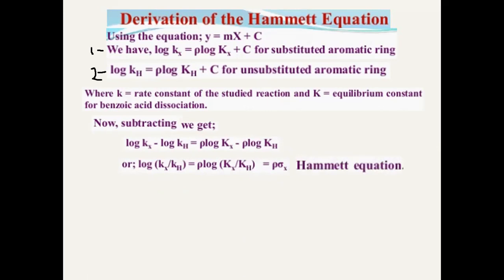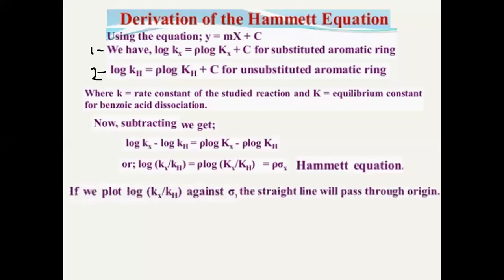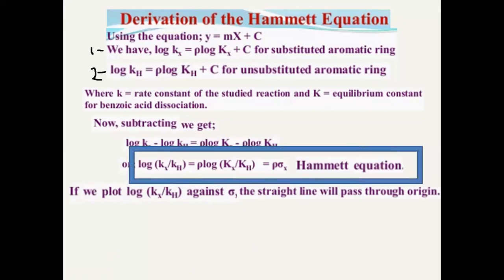This is nothing but the Hammett equation. So if you are asked for a 2 marks derivation of the Hammett equation, you should write like this. And if you plot the graph of log kx upon kh against the value of sigma, a straight line will pass through the origin, that is, it will not give an intercept, and that will tell us about the direct relationship, as we have seen in the previous lectures. This is nothing but the Hammett equation. You must remember this Hammett equation.